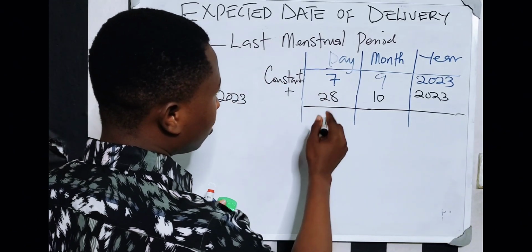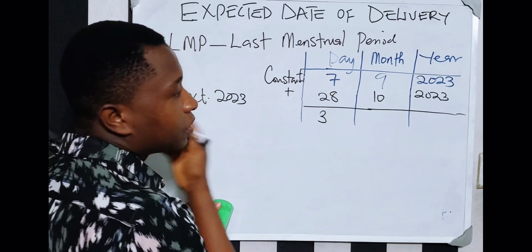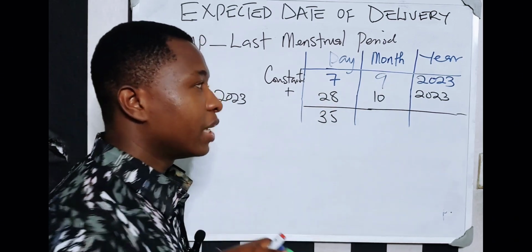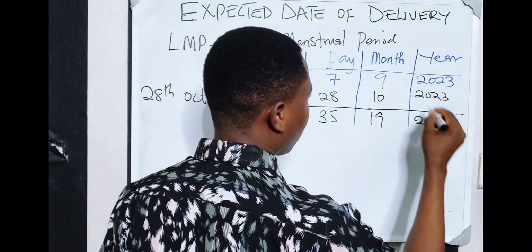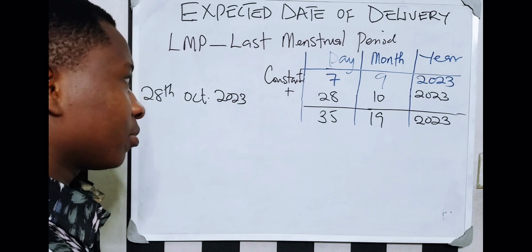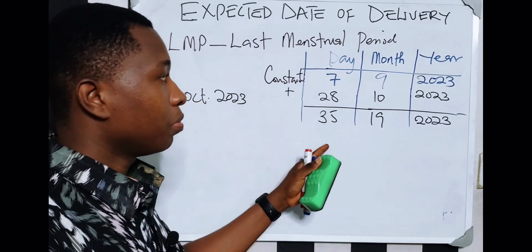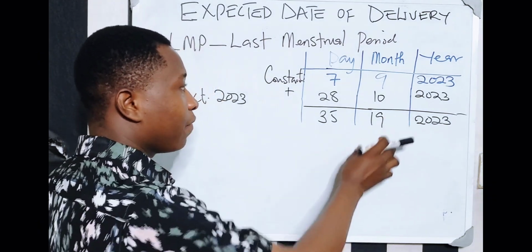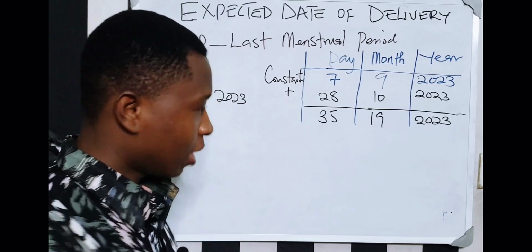This should give you 35. Yes, 7 plus 8, 15 plus 20, that's 35. Okay, now 9 plus 10, 19, and you bring down your year. Now obviously we are not supposed to have up to 35 days in a month because we have just an average of 30 days in a month and also an average of 12 months in a year, not 19. So what do we do now?